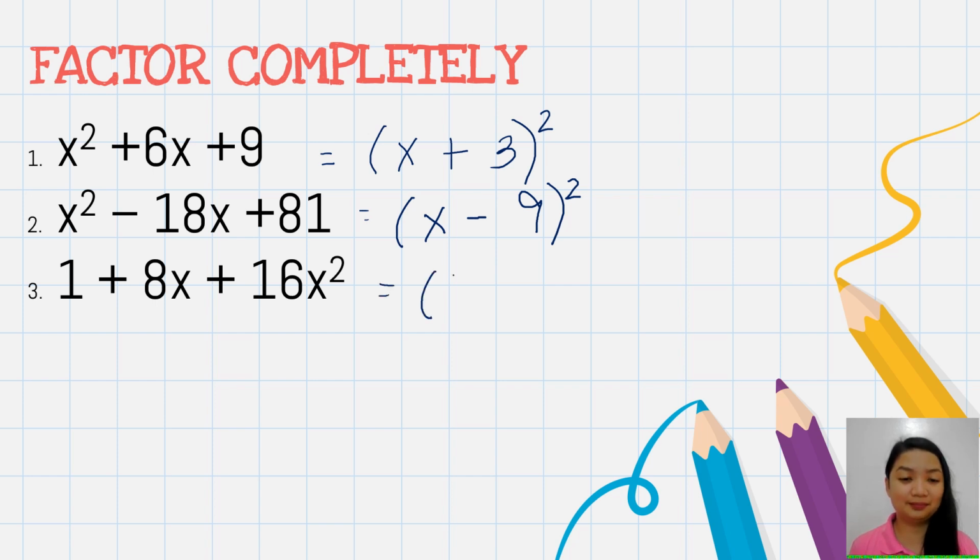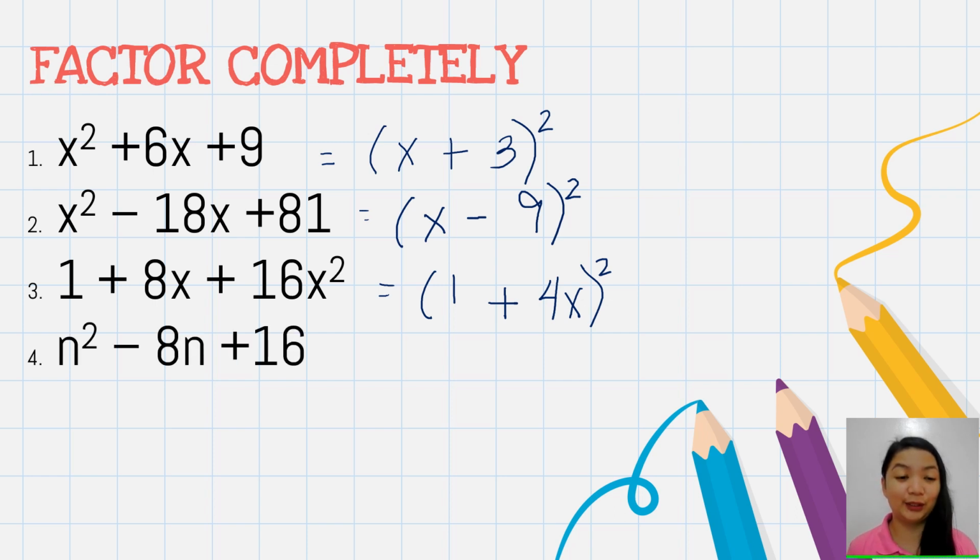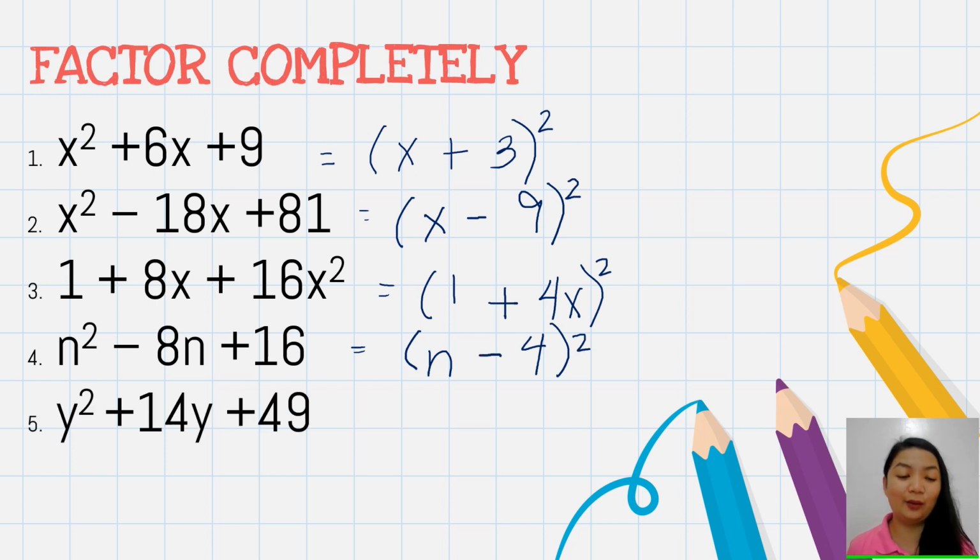Square root of 1, correct, it's 1. How about 16x squared? Yes, it's 4x. Copy the sign between them and then you square it. 4 times 2, it's 8. So that is right. Or we have the correct middle term. How about n squared minus 8n plus 16? Square root of n squared? Yes, it's n. Square root of 16? Correct. That is 4. Copy the sign. So this is negative.